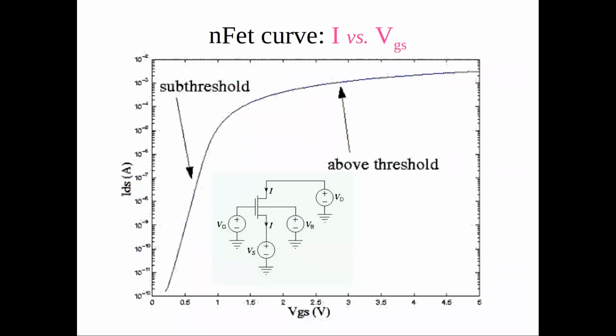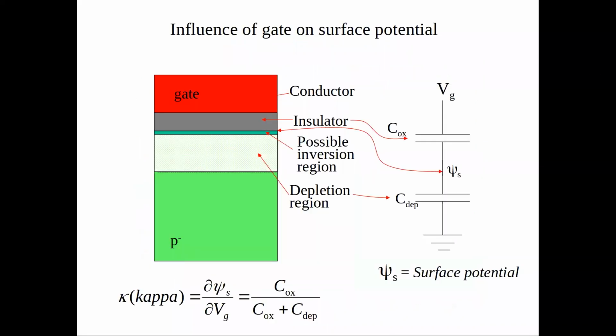Okay, so we go back here. If we agree that there are these two capacitors, the one is the fixed capacitance, the insulator capacitor, which is Cox, and the other is the depletion capacitor, which is CDEP, then we can see the relationship between the surface potential and the gate voltage. Essentially the surface potential is the node in between these two capacitors, and the circuit is called a capacitive divider.